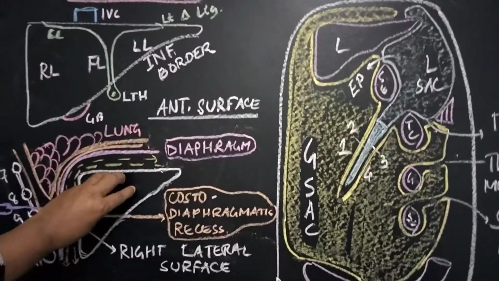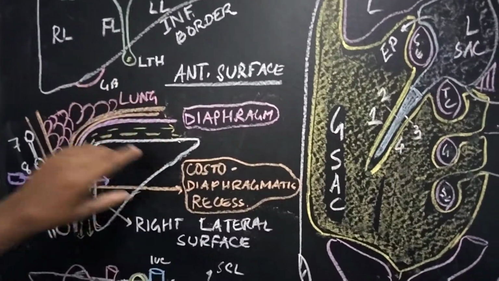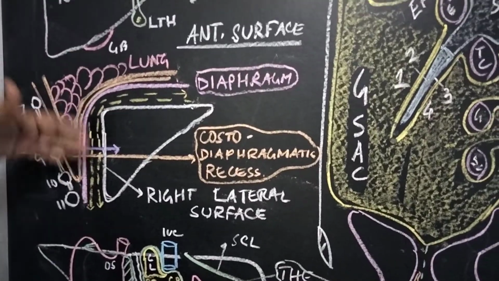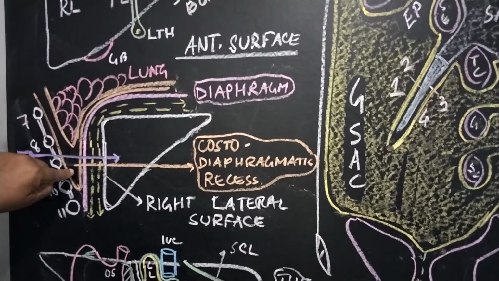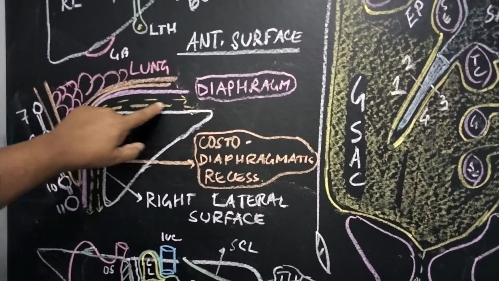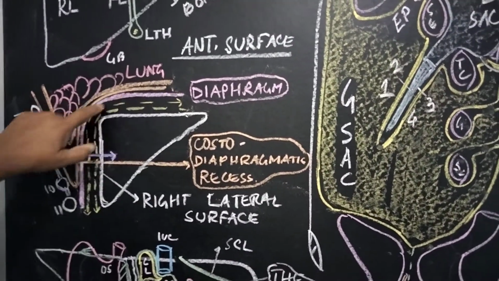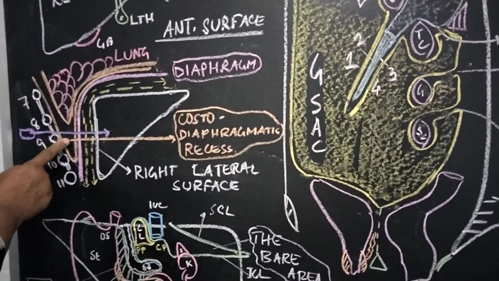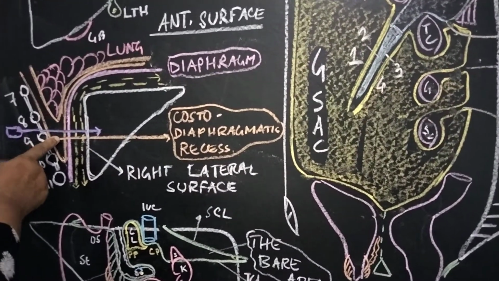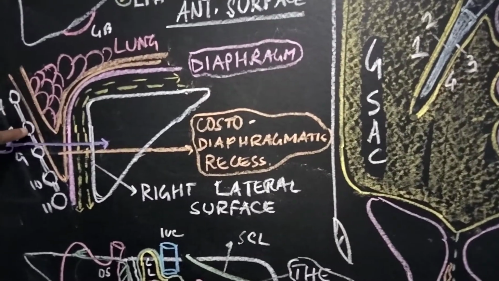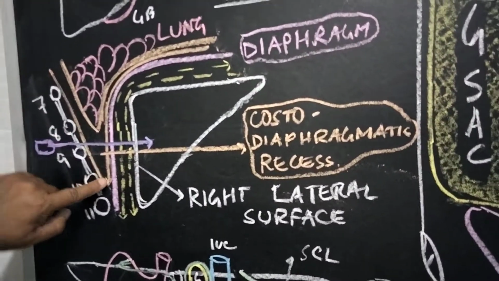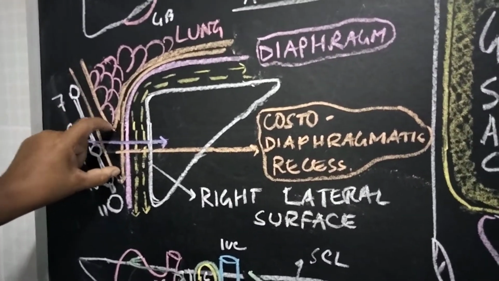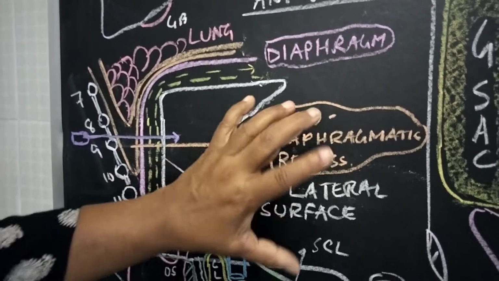Coming to the right lateral surface, which is very important from the clinical point of view. This right lateral surface comes in contact with the costodiaphragmatic recess and the lung. So this surface is covered by the peritoneum. This is your diaphragm, and then comes the parietal pleura and the visceral pleura. The space between them is called the costodiaphragmatic recess. Now the lung extends till the 8th rib, and the pleura extends up to the 10th rib. So the gap between the parietal pleura and visceral pleura is termed the costodiaphragmatic recess.